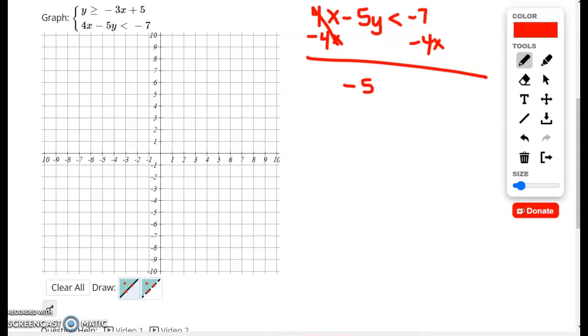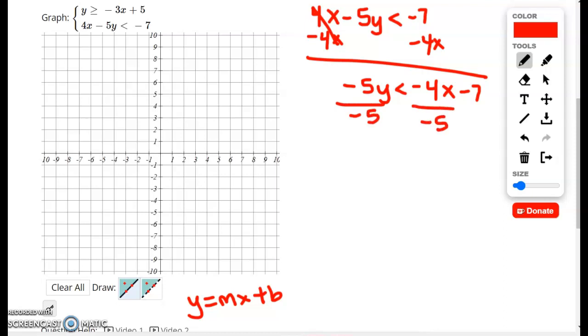We have -5y is less than, now I'm going to put this -4x first, just because when it's y equals mx plus b, the x term comes first. We want it in that form. Okay, next we divide by -5. Now very important that we remember when we divide an inequality by a negative number, it's got to flip the sign. So those cancel, and now it's going to be y is greater than -4 divided by -5 becomes a +4/5 x plus 7/5.